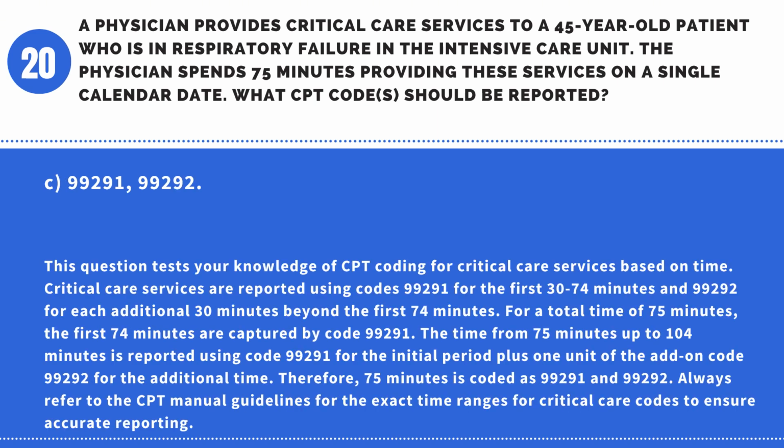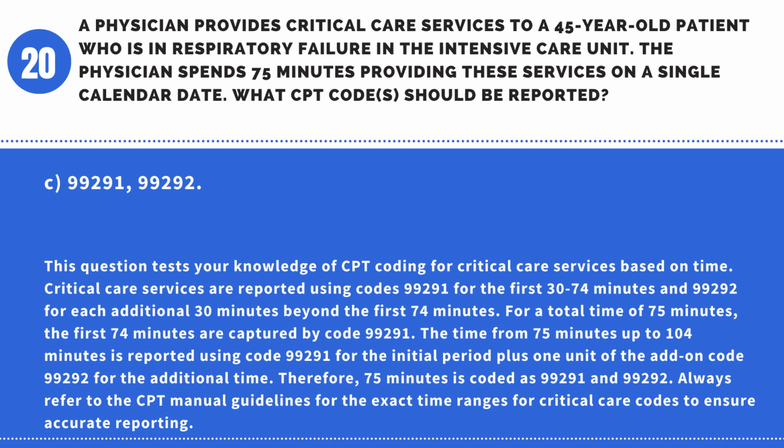Answer: C. 99291, 99292. This question tests your knowledge of CPT coding for critical care services based on time. Critical care services are reported using codes 99291 for the first 30 to 74 minutes and 99292 for each additional 30 minutes beyond the first 74 minutes. For a total time of 75 minutes, you report the initial code 99291, covering the first 74 minutes. The remaining 1 minute does not meet the threshold for the additional 30-minute increment required for code 99292.